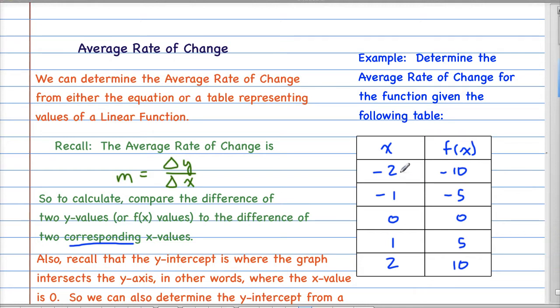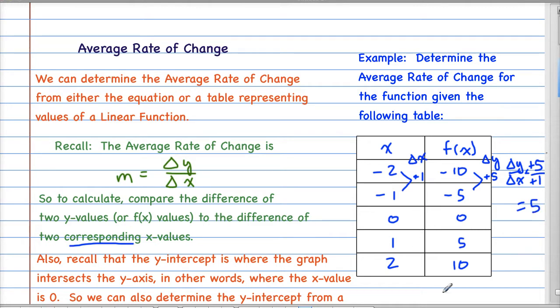So over here, if I want to determine the average rate of change for the function given the following table, what I would do is determine my change of x. What's the change of x between -2 and -1? Well, the change would be +1. I'd be going up 1. Compare that with my delta y, or change in y. The difference between -10 and -5, that's going up 5, right? I'm going up 5. So in this case, I have my delta y over delta x, which is +5 over +1, and you could simplify that to 5 over 1.